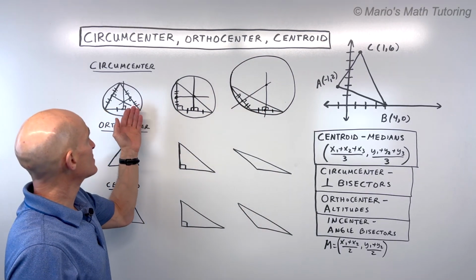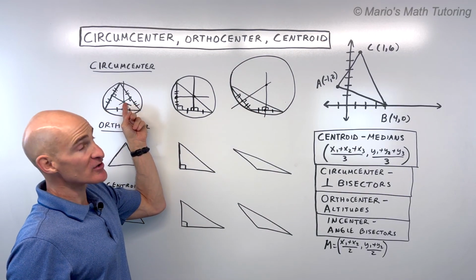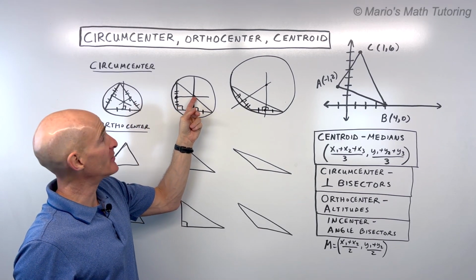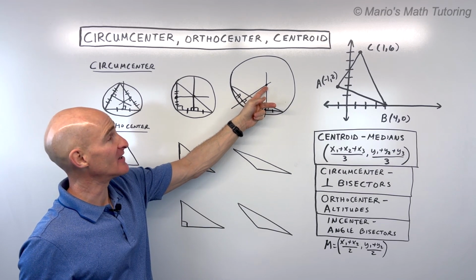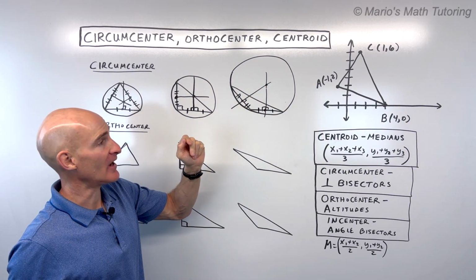that. So notice, acute triangle, circumcenter is inside. Right triangle, circumcenter is on the triangle, specifically right on the hypotenuse. Obtuse triangle, it's outside the triangle. Okay, so if it's obtuse.